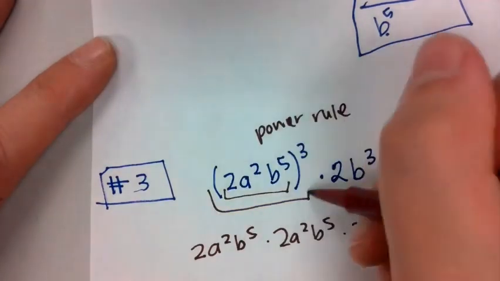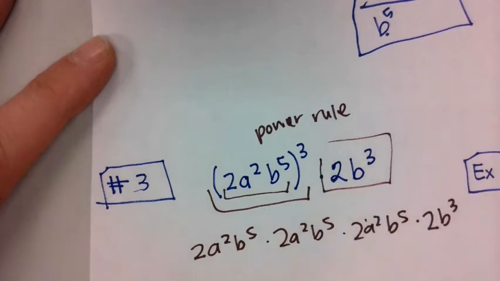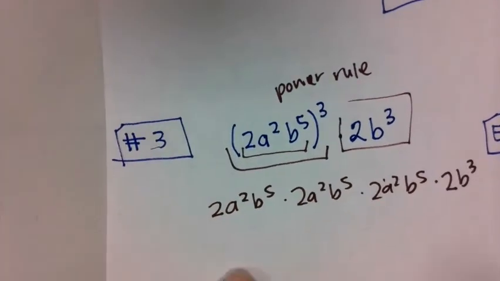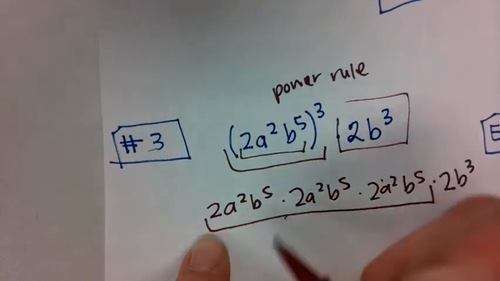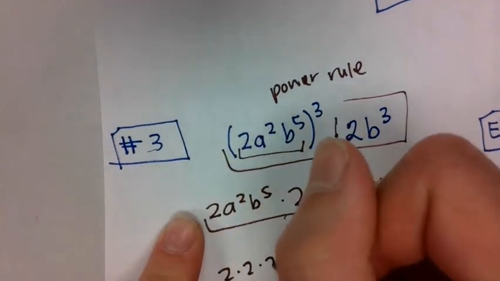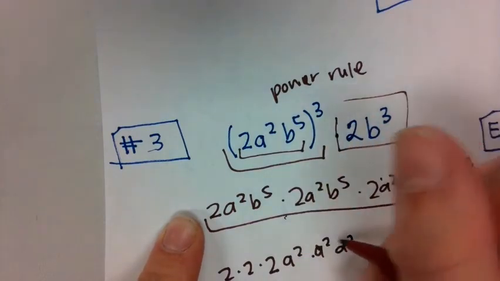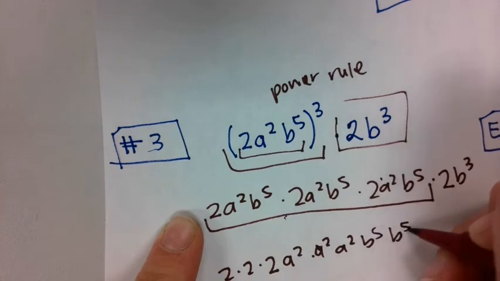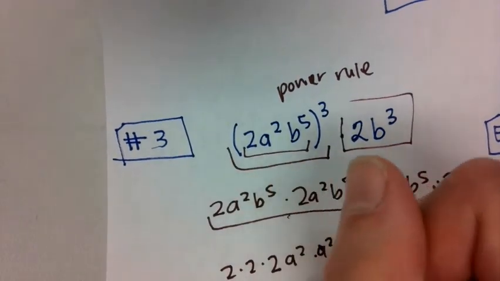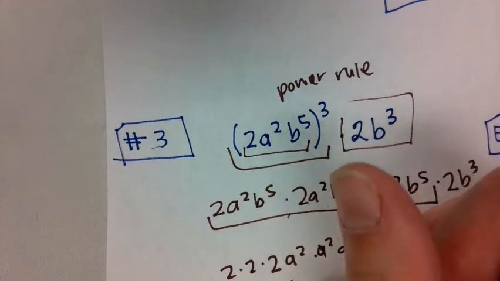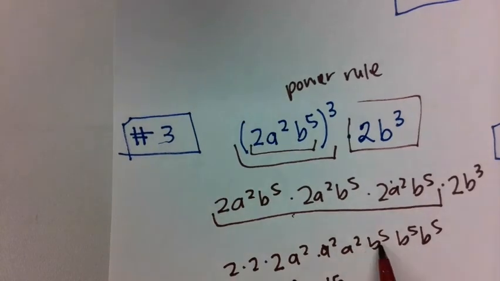Now I repeated that 3 times. Now I'm going to write 2b to the 3rd because I got to include this last part right here. Now notice what happens if I were to combine all 3 of these things, and I'm going to reorder it: 2 times 2 times 2, a squared, a squared, a squared, b to the 5th, b to the 5th, b to the 5th. And if I were to combine these, I'd have 2 to the 3rd power, a to the 6th power, and b to the 15th power. 2 plus 2 plus 2 is 6, 5 plus 5 plus 5 is 15.